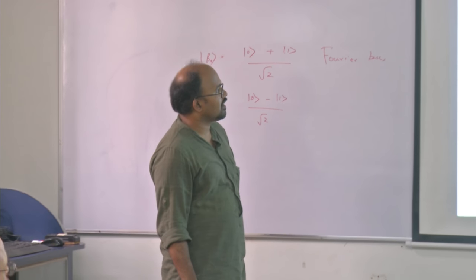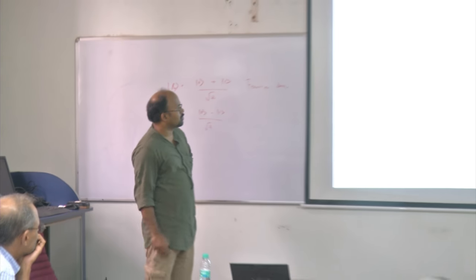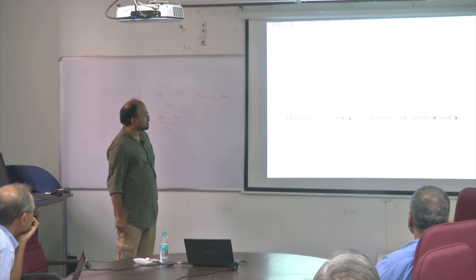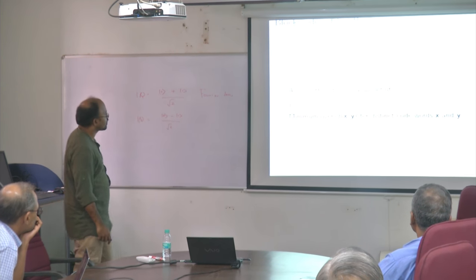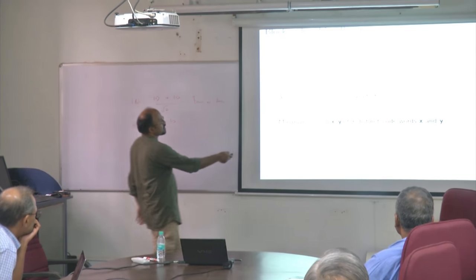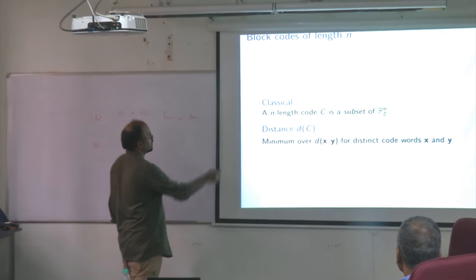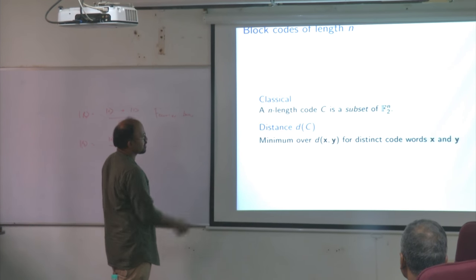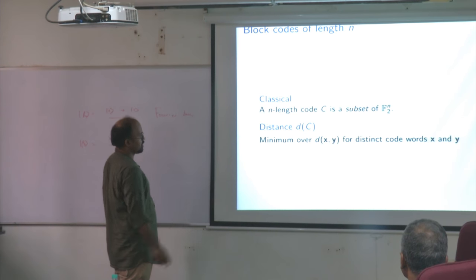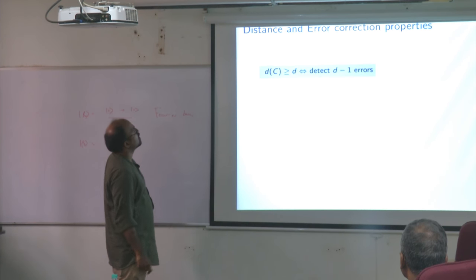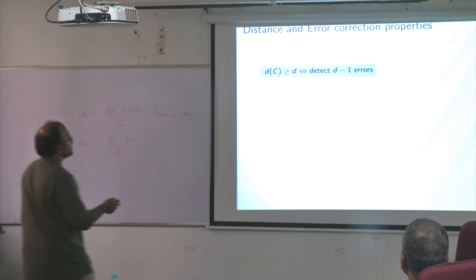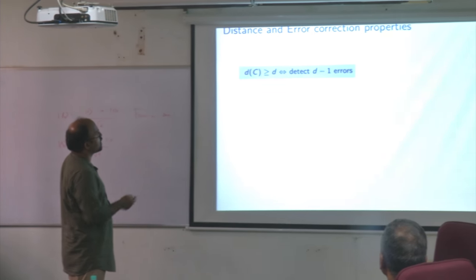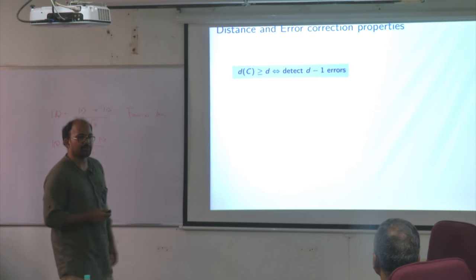So what is a classical code? It's just a subset of F2 power n. And the distance is the minimum of the distance between any two distinct code words. This subset is called a subset of code words, and the distance measures how good a code this is. This is a standard theorem in classical coding theory, which is that if the distance of the code is d, then you can detect up to d minus 1 errors.